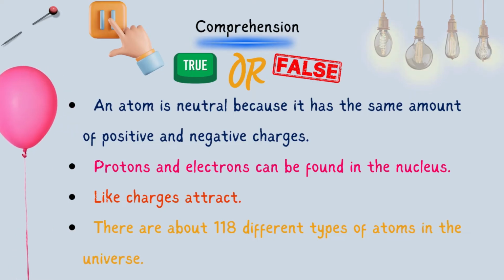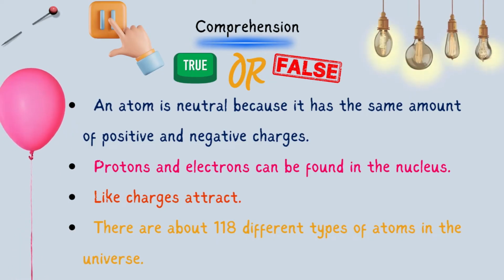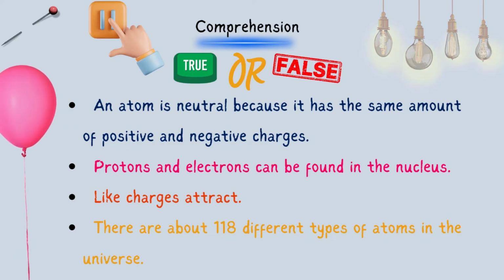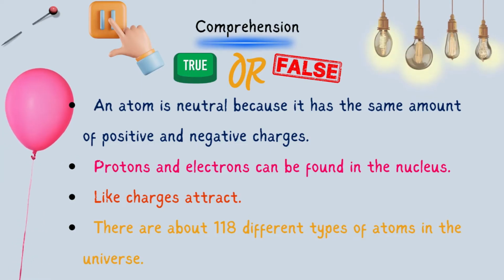Comprehension. So now we have true or false questions. You're going to state whether the statements are true or if they're false. You may pause the video to answer these questions. So here we go. An atom is neutral because it has the same amount of positive and negative charges. Protons and electrons can be found in the nucleus. Like charges attract. There are about 118 different types of atoms in the universe. Again, you may pause this video to answer these questions.